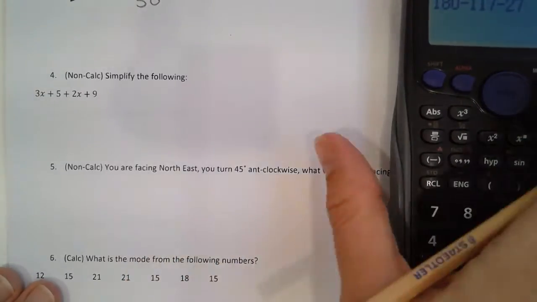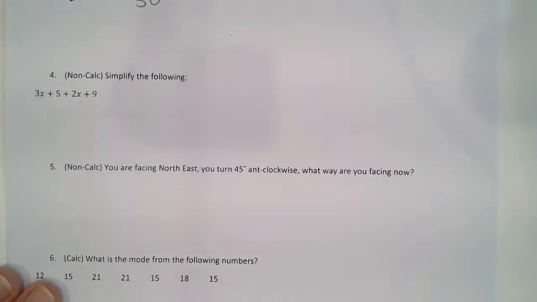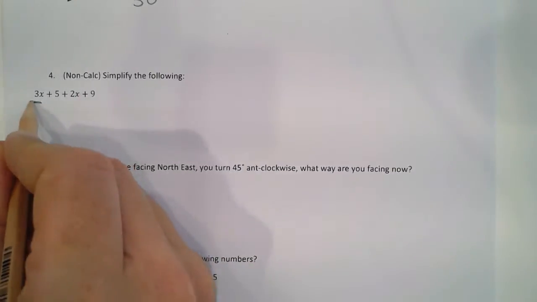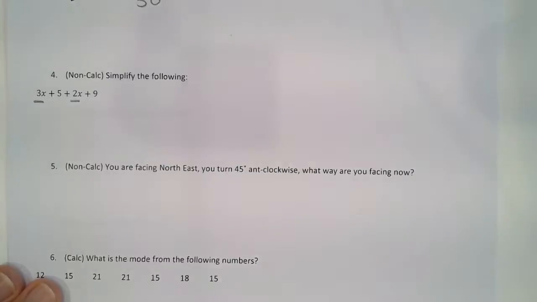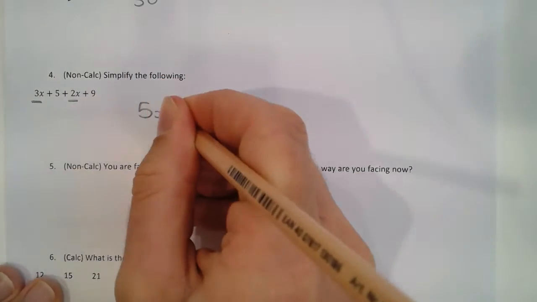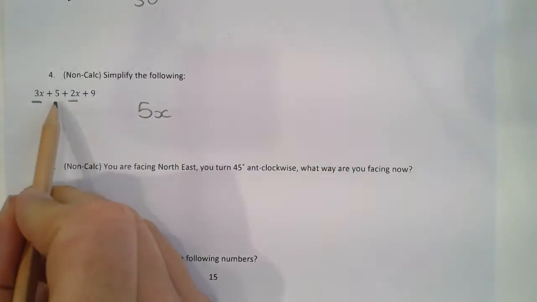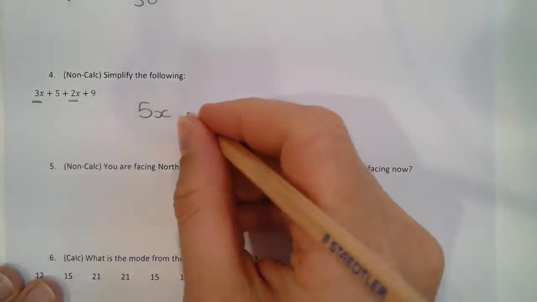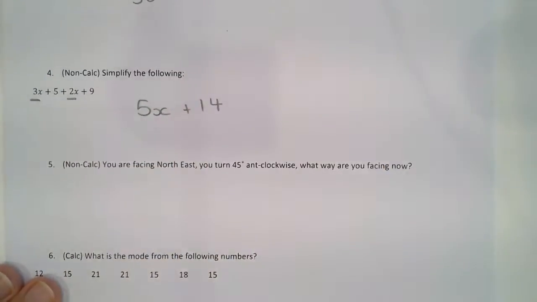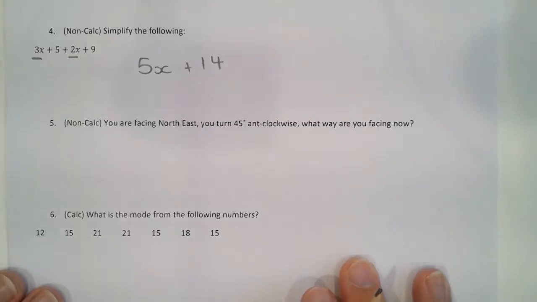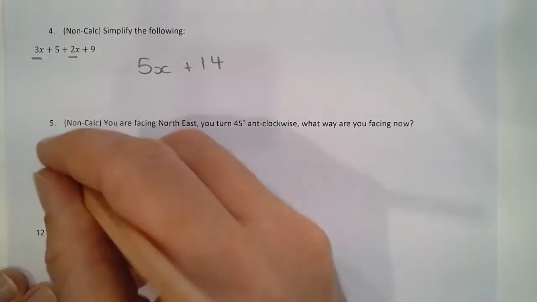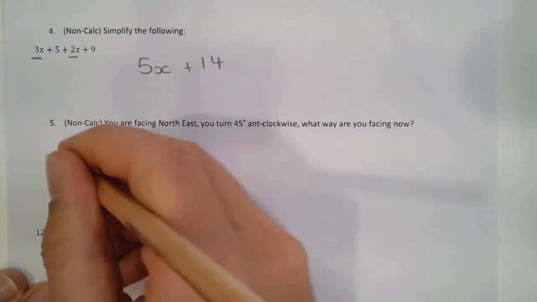Number 4. Simplify the following. So let's collect like terms. 3x plus 2x is 5x, and 5 plus 9 is 14. Easy.